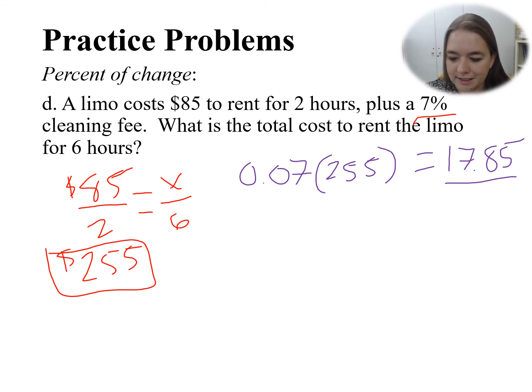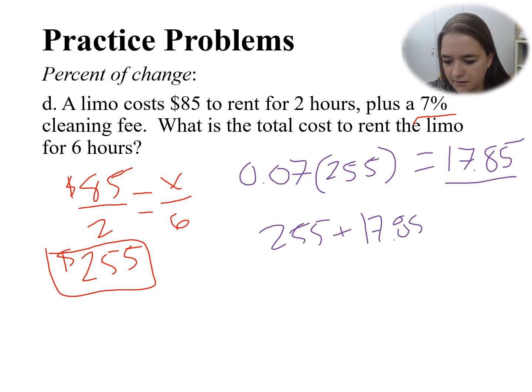Now what I need to do is I need to add that back to my original quantity. So plus 255 plus that 7% increase. And I get a final cost of $272.85.